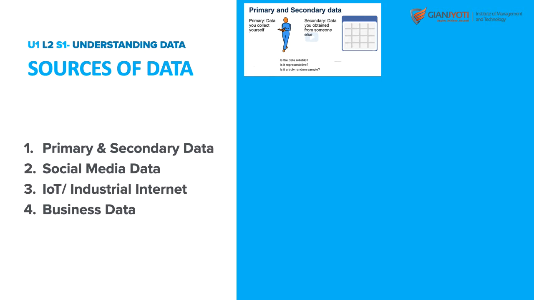Secondary data is which is from someone else. There are three things which you need to keep in mind in case of primary and secondary data. Number one is the data reliable? Is it representative? Is it truly representing the random sample, the randomness?